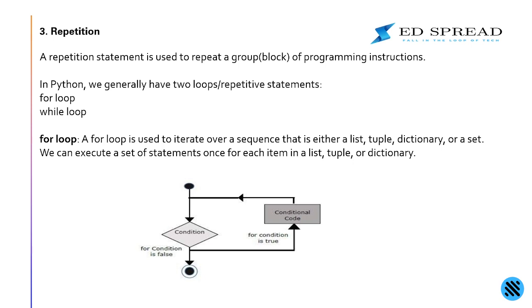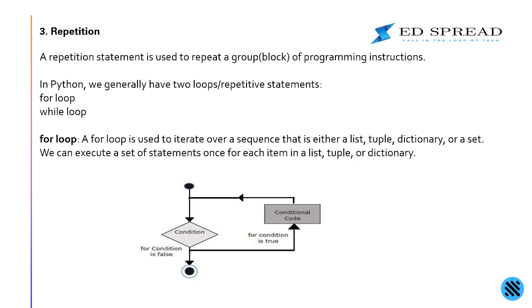A repetitive statement is used to repeat a group of programming instructions. Programming instructions is nothing but code. For example, if you want to repeat a sequence of code a number of times, you need to write a for loop or while loop, and write statements inside them. Let us see what is a for loop and what is a while loop. Basically, we will be using the concept of iteration to repeat statements.